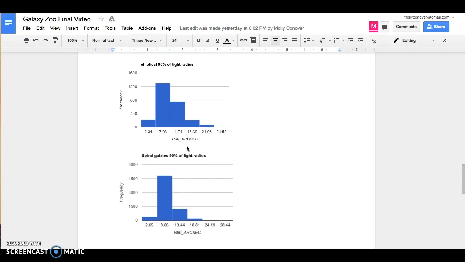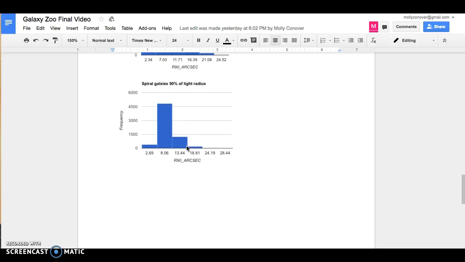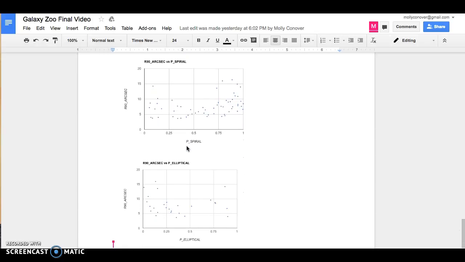After making these plots, I had some idea of the answer to my question, but wanted to solidify it. In order to do this, I made scatter plots of p spiral versus R90 and p elliptical versus R90 and came up with these plots. The only useful part of these plots are the right side, where p spiral or p elliptical is above 0.8, meaning the galaxies are actually spiral or elliptical. These plots showed me that there's a large range in size of both spiral and elliptical galaxies.